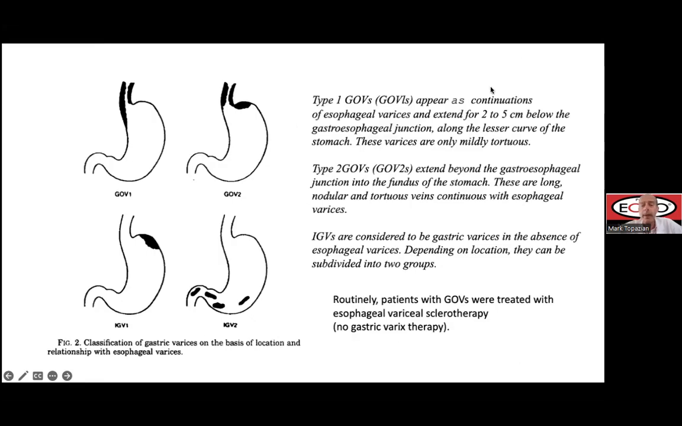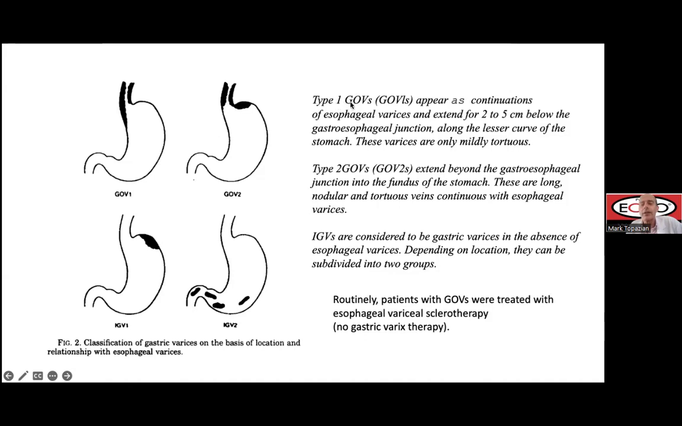So it's from this paper that we get this classification of gastric varices that I think most of you are familiar with. I'm going to go through it with you and show you the words Prof. Sarin used to describe these entities. So type 1, he used the British spelling, so esophagus is spelled with an O.